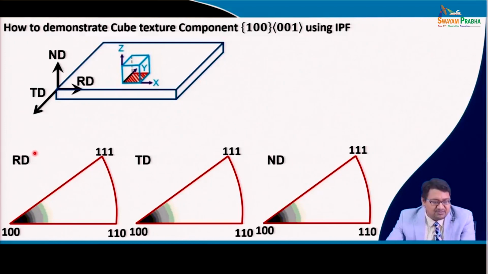In the RD inverse pole figure, you see the inverse pole figure is made up of 100, 110, 111 all the time, and RD is parallel to 100, so it will show high intensity here. The TD is parallel to y, which is another 100, so it will show intensity points here, and the ND is parallel to 001, which will also form a high intensity point here. So, using three inverse pole figures, we can represent the texture for a particular cube component.